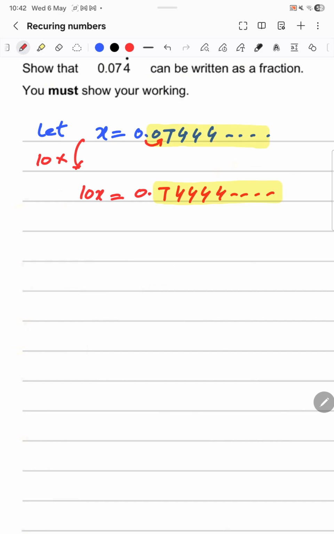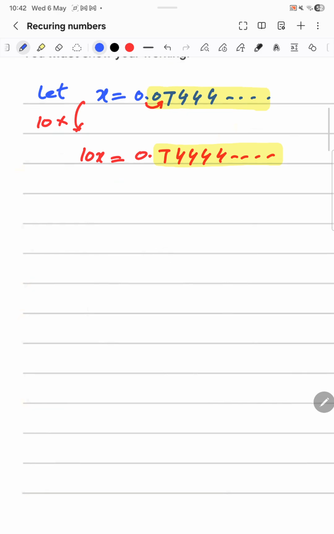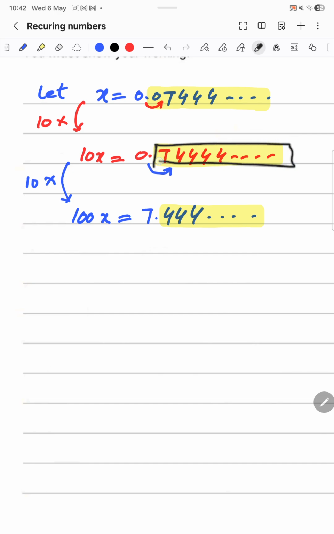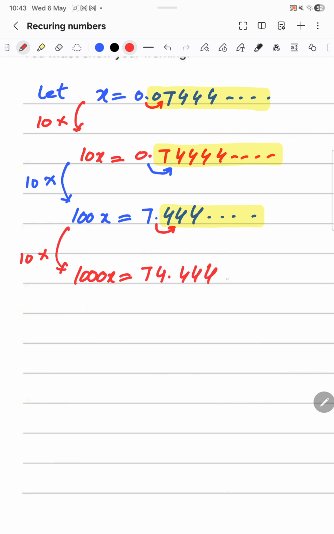You can see we still have different decimal parts, so we need to find two equations with the same decimal part. Let's times this equation again by 10. So 10 times 10 is 100, so 100x equals, the decimal point will move one digit to the right again, so it will become 7.444 and so on. Comparing with the previous one, the decimal parts are not the same yet. So we need to times by 10 again. You'll get 1000x, and the decimal will move one digit to the right again, so it will become 74.444 and so on.